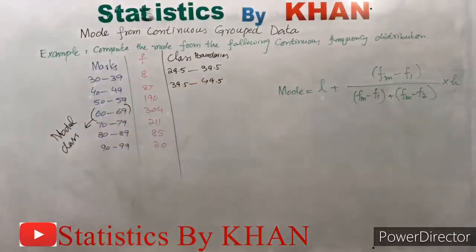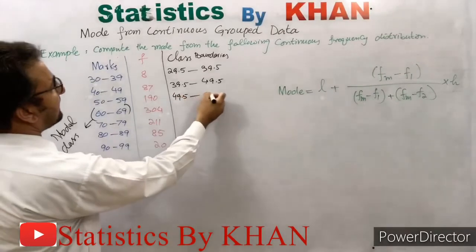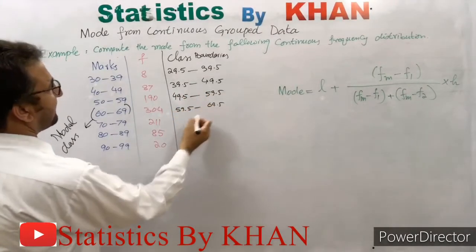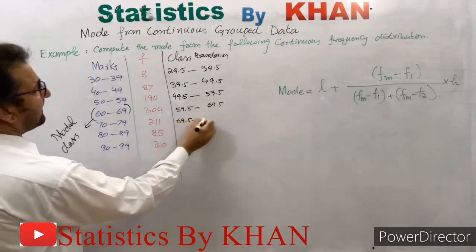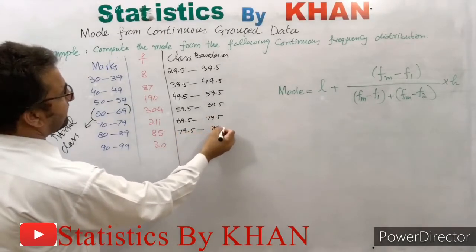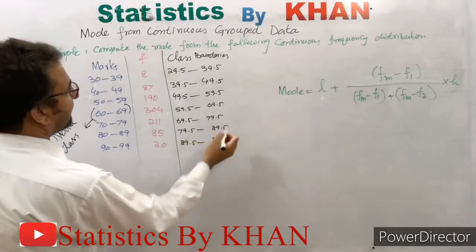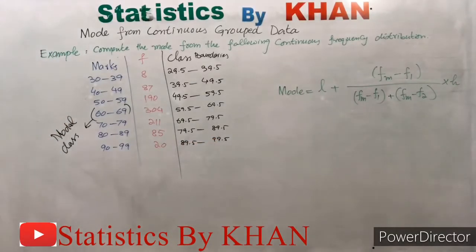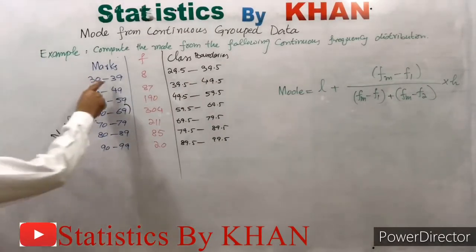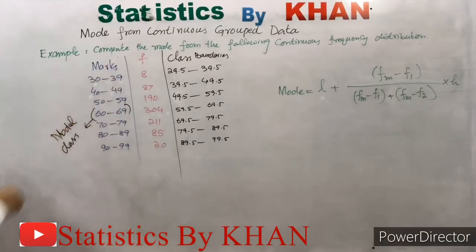And if we proceed the same way, we will get 49.5 and 59.5, 59.5 and 69.5, 69.5 and 79.5, 79.5 and 89.5, 89.5 and 99.5. So now we can see that these class limits have been transformed into class boundaries, as there was no match between the upper limit of the preceding class and the lower limit of the succeeding class.